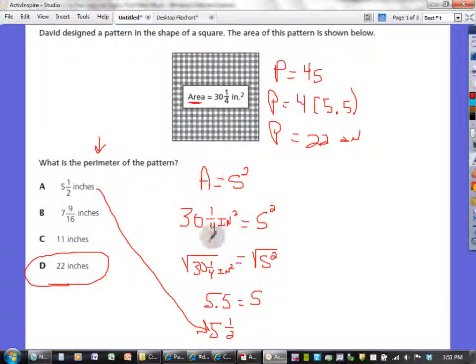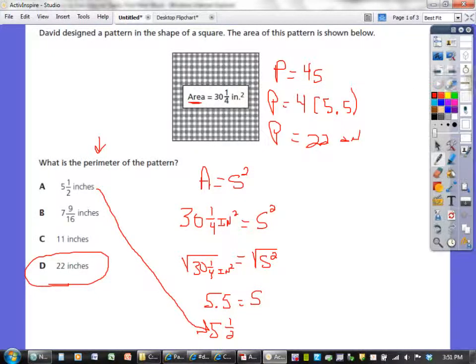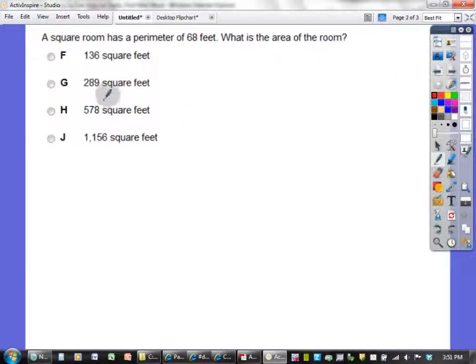Substitute whatever the area is so I can find one side length, and then substitute the side length to find the rest of the perimeter. A very similar question is like this.